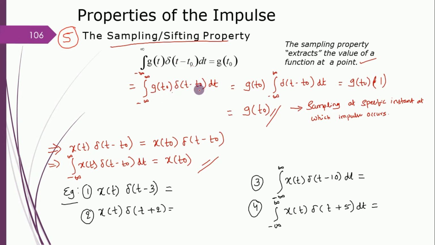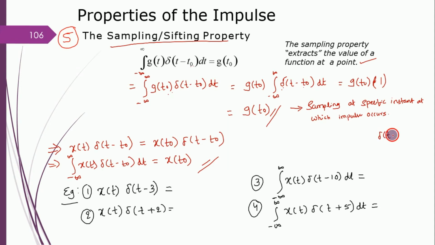Delta of t minus t naught as it is, you need to write. So g of t naught is some amplitude value of that particular sample extracted. Hence you need to take it outside the integration. So g of t naught has to be written here. The rest of the things put in the integral, minus infinity to plus infinity, delta of t minus t naught dt. So delta of t minus t naught dt is 1. You already know it. Whatever integration you do on delta, that will result in area equal to 1.